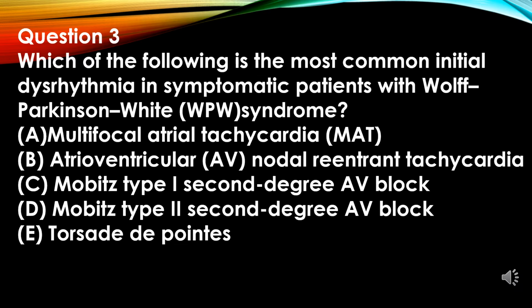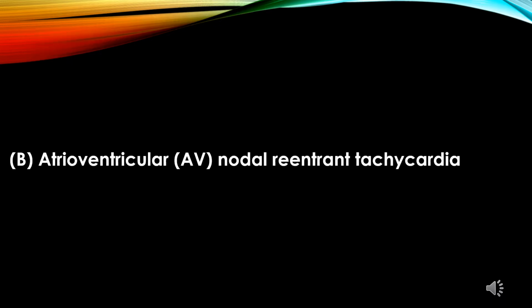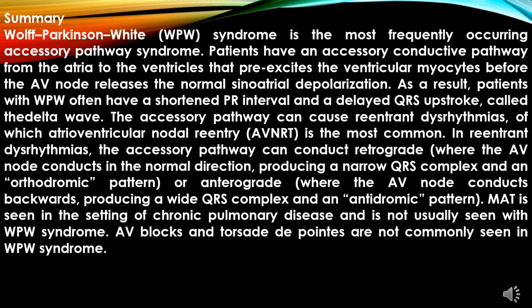Question 3. Which of the following is the most common initial dysrhythmia in symptomatic patients with Wolff-Parkinson-White syndrome? A. Multifocal atrial tachycardia. B. Atrioventricular nodal reentrant tachycardia. C. Mobitz type 1 second-degree AV block. D. Mobitz type 2 second-degree AV block. E. Torsades de pointes. B. Atrioventricular AV nodal reentrant tachycardia. Summary.